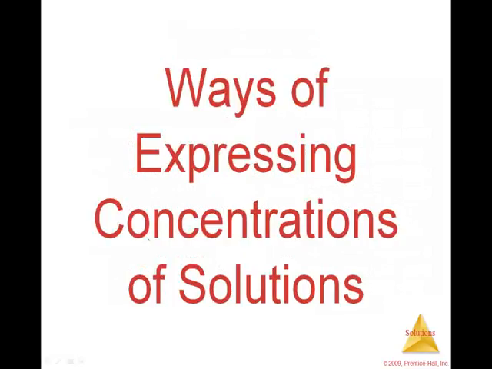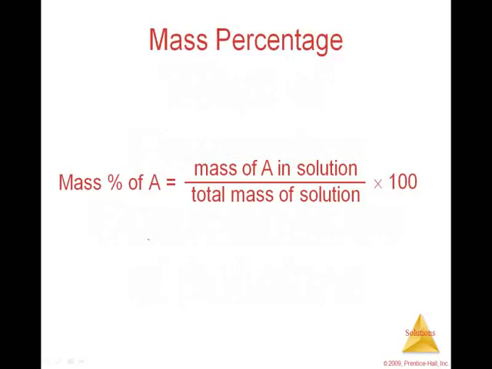So now we're going to talk about different ways of expressing concentrations. These are all pretty easy, but there's lots of them, lots of questions like these going from one way of expressing concentration to another on the AP test. Okay. So let's just go through them, and then we'll do a couple examples. So mass percent is just the mass percent of component A is the mass of A divided by the total mass. And if I multiply it times 100, I get a percent.